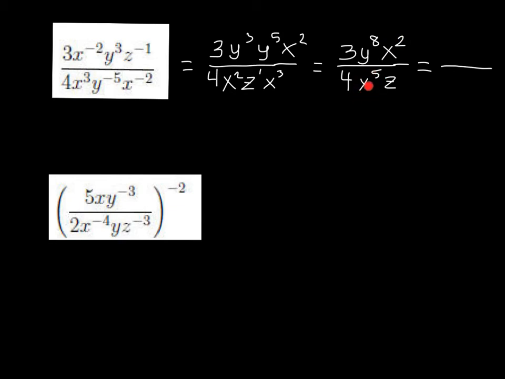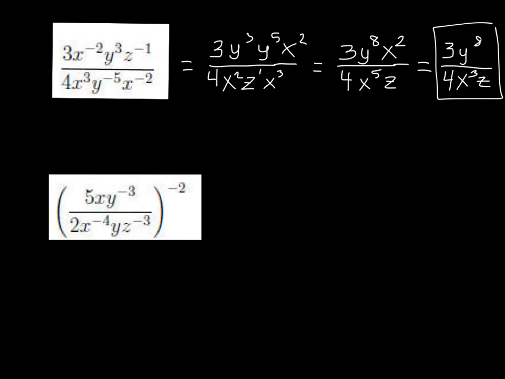Where do I have more x's if I were to expand that? In the denominator. How many more? 3 more. So I'm going to leave my 3 here, and my y to the 8th here. Now my x squared, I'm not going to write that anymore because I have more x's in the denominator and I have 3 more. So I'm going to write x to the 3rd in the denominator. The 4 is going to stay down there as well, and the z. This is our solution, or our simplified answer.